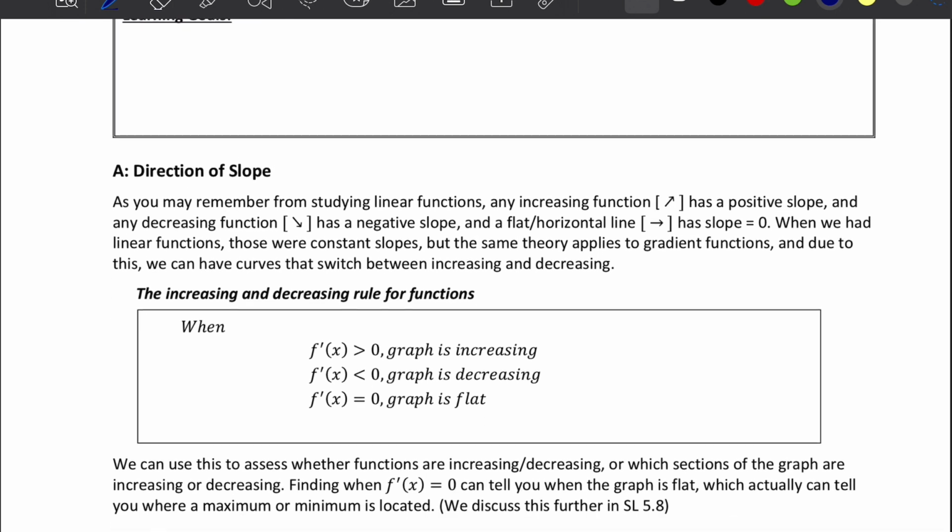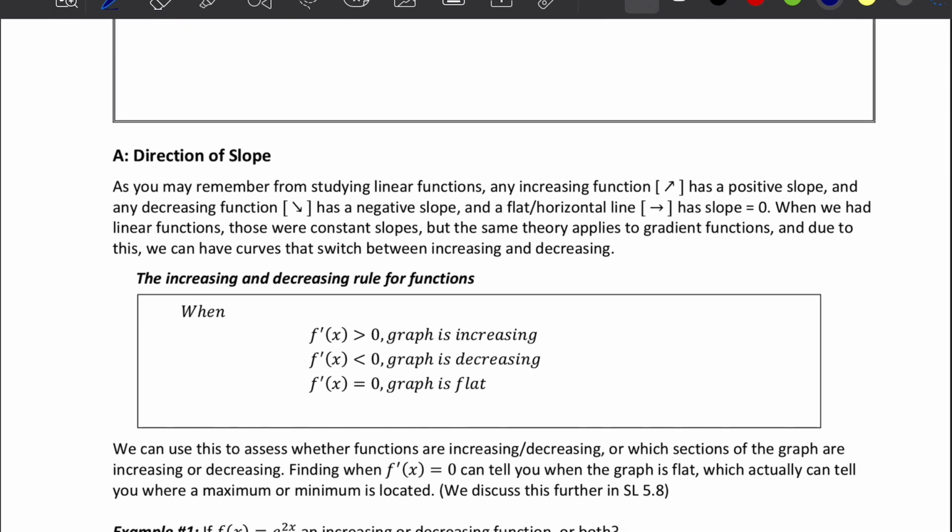Okay, so let's talk about the slopes first. As you remember from studying linear functions, any increasing function has a positive slope, any decreasing function has a negative slope, and a flat or horizontal line has a slope equal to 0. When we had linear functions, those were constant slopes, but the same theory applies to the gradient functions. And due to this, we can have curves that switch between increasing and decreasing.